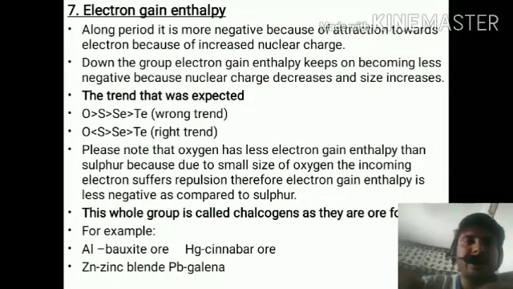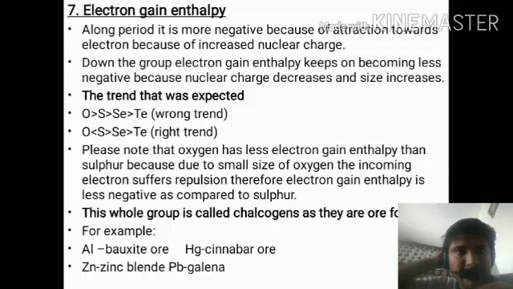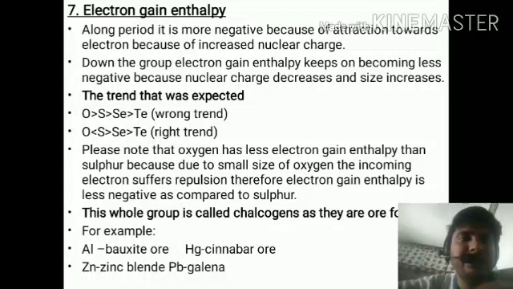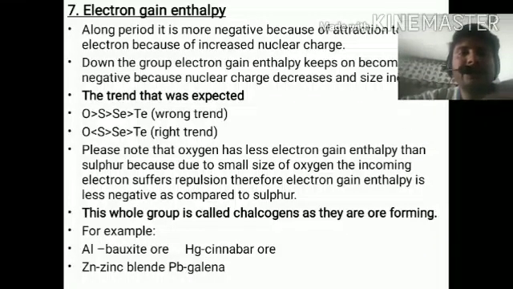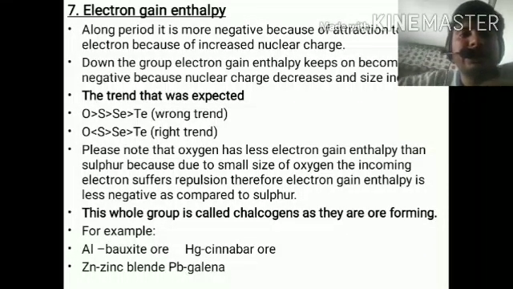Please note that oxygen has a lower electron gain enthalpy than sulfur, because due to the small size of oxygen, the incoming electrons suffer repulsion. Therefore, its electron gain enthalpy is less negative as compared to sulfur.